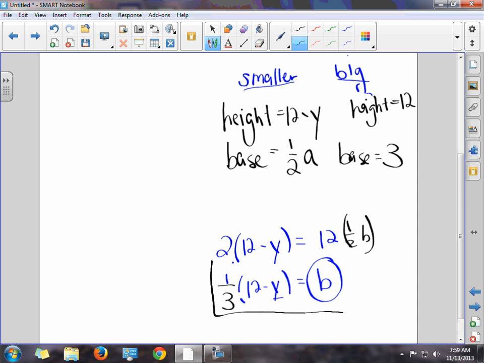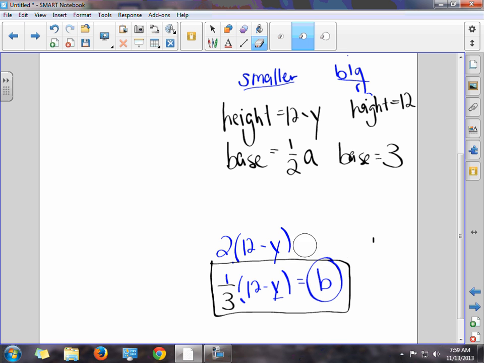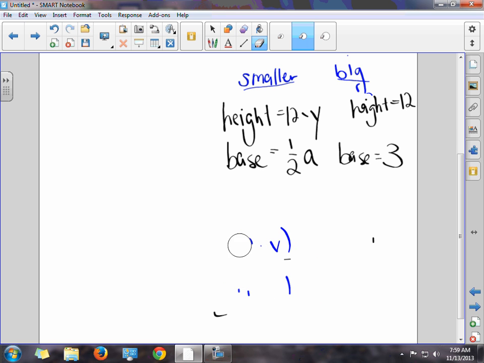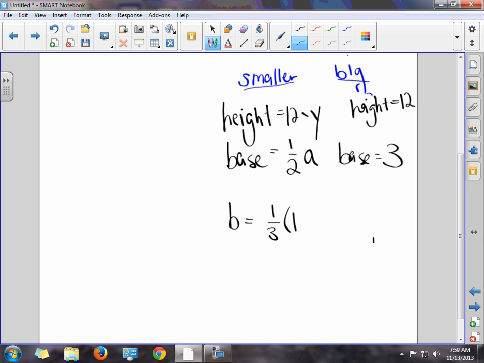No, I think I might be doing the math wrong. I've got to check this. I'm very sorry. Nope, I was right the first time. So B, I was right the second time actually, is 1/3 times 12 minus y.